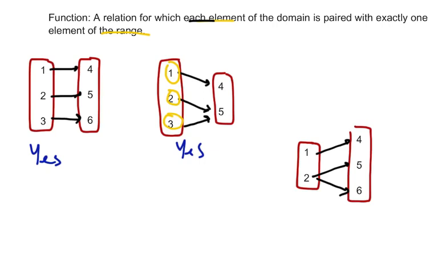How we get a no is when we get an element of the domain that's being paired with multiple things in the range. Looking at this last mapping diagram, 1 is cool because it's only being paired with 4. So that is just fine. But it's when we get to this 2. 2 is related to 5 and it's related to 6. So now we have one element of the domain being paired with a couple different things in the range, and that's what makes this one not a function.